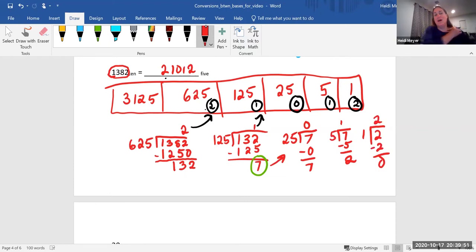So the number 1,382 in base 10 is equal to 21012 in base 5. Notice I'm not saying 21,012. 1,000 has a specific meaning. It means 10 times 10 times 10. So whenever I'm in a different base, I just read the digits: 21012 base 5.